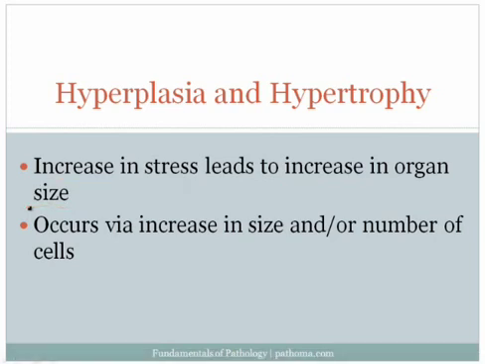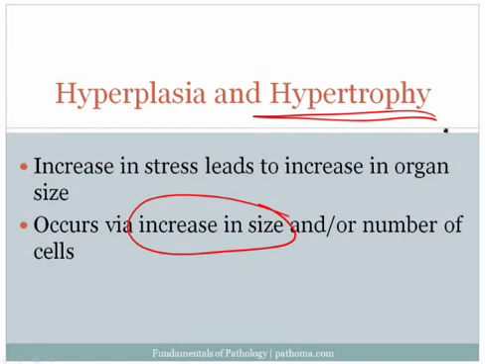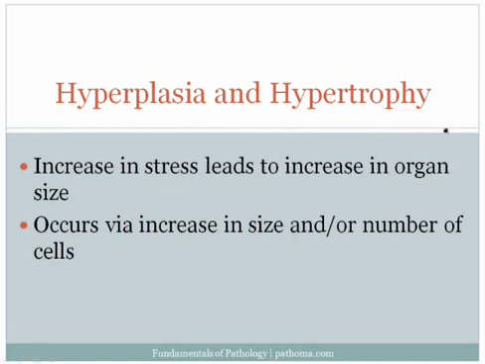Well, there are two ways. One way by which the organ could become bigger is to increase the size of the cells of that organ. An increase in cell size is called hypertrophy. Another way is to increase the number of cells of the organ, and an increase in number of cells is called hyperplasia. So basically, these two mechanisms, hyperplasia and hypertrophy, allow for the organ to increase in size in the face of an increase in stress.